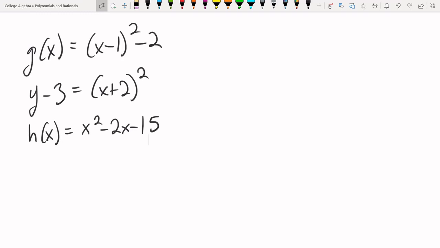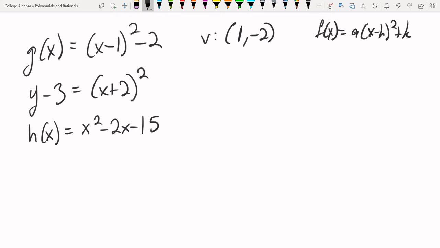So what we want to do here is find the vertex of these quadratics. So for g of x, the first one here, the vertex is pretty easy to find. It's already in standard or vertex form. The vertex is going to be at h, k, which is 1, -2. Again, the formula is a times x minus h squared plus k. Since we have x minus 1, that means h is positive 1, and we have -2, and that's supposed to be a positive k, so k has to be -2.